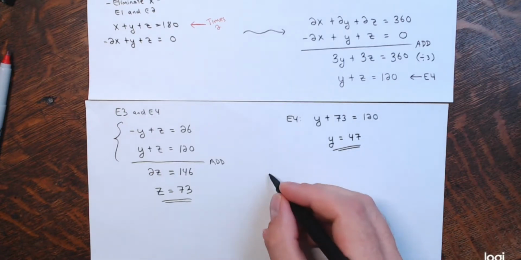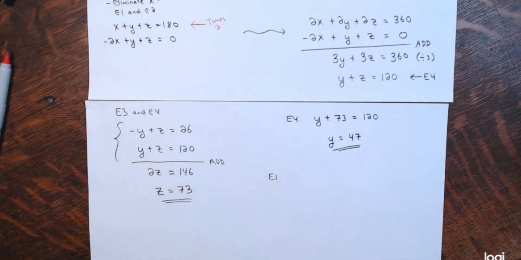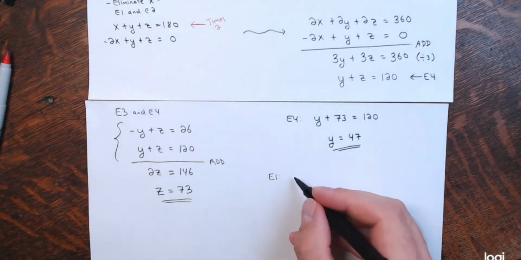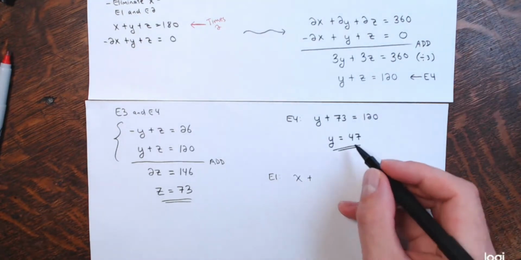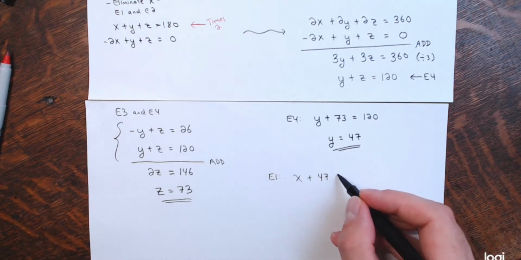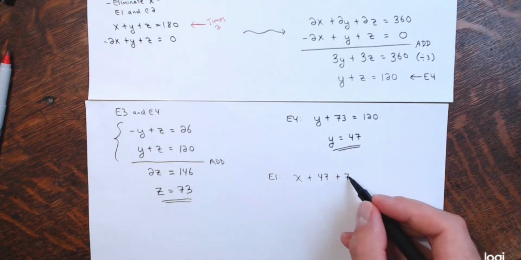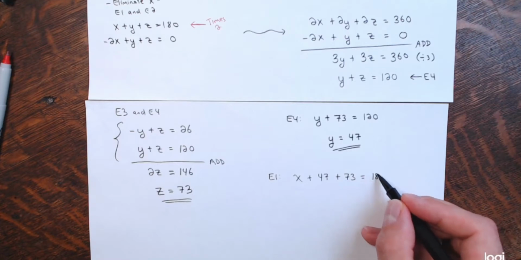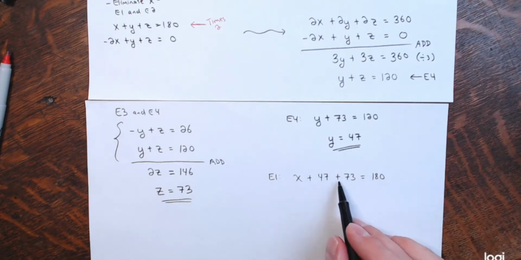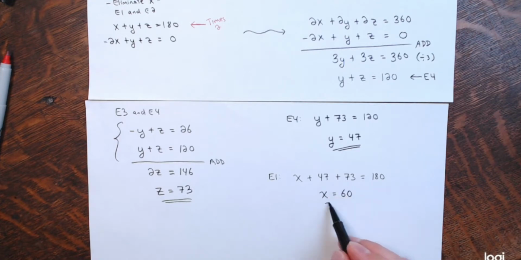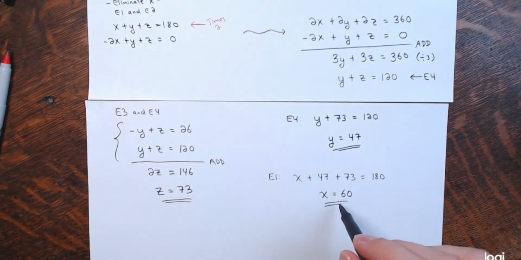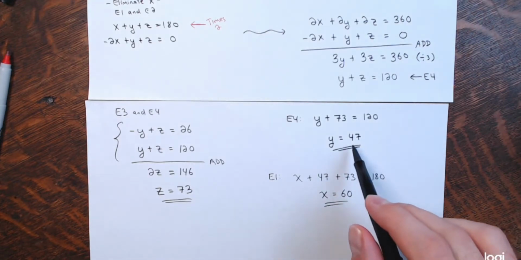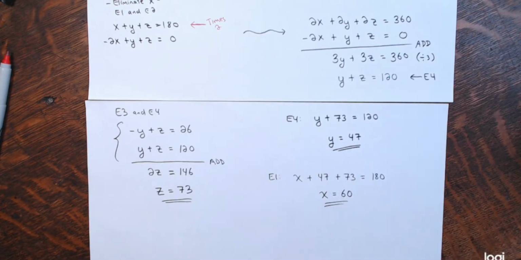And then going back to equation 1, any equation that has x in it, we have x plus y plus z. So x plus 47 plus 73 equals 180. Remember, these two add up to 120, and then I would subtract 120 to get x equals 60. So there's the measure of all three of the angles. The first angle measures 60 degrees, the second angle measures 47, the third 73.